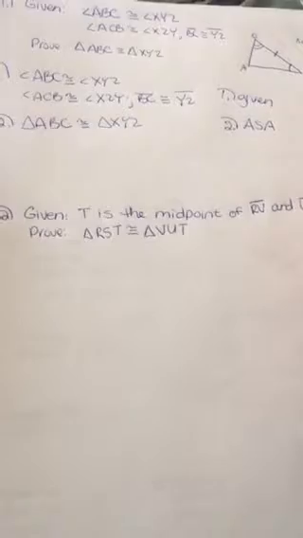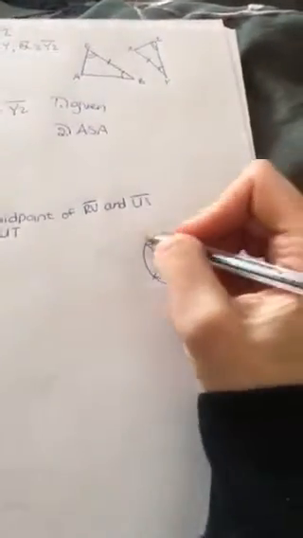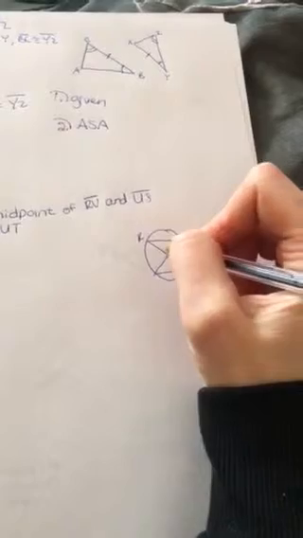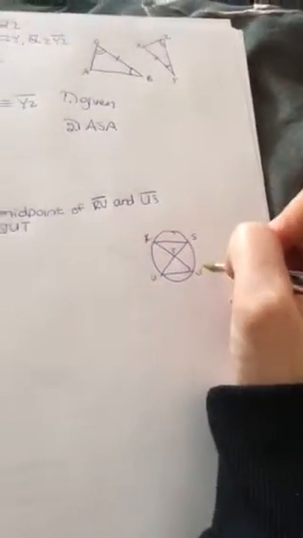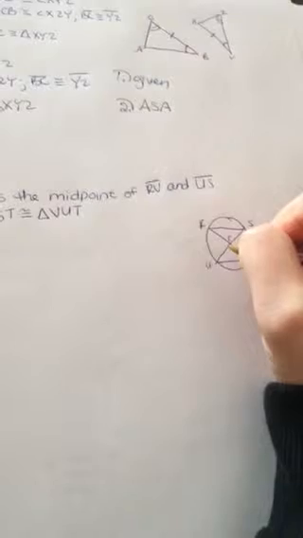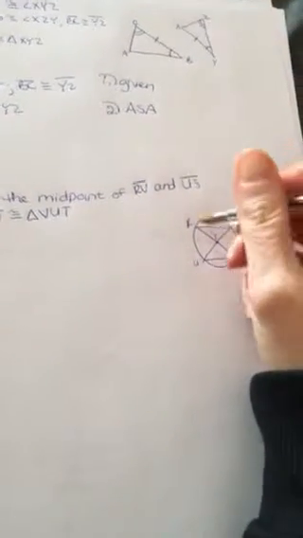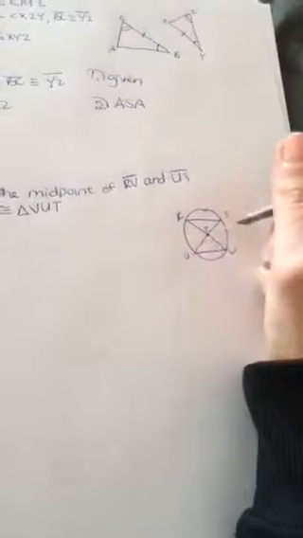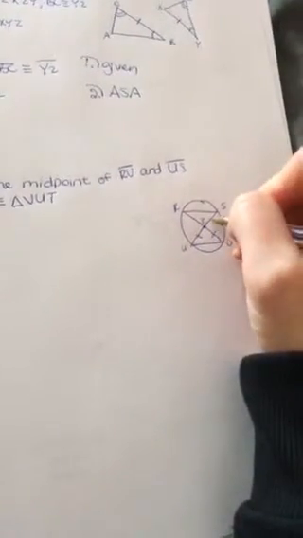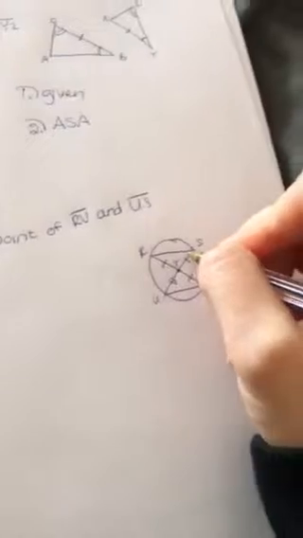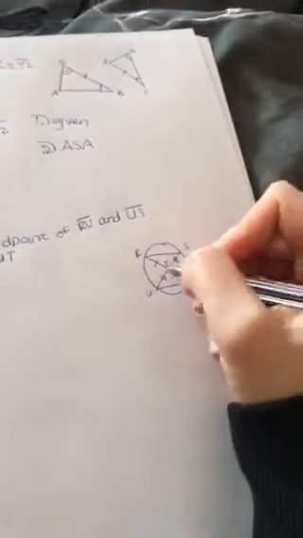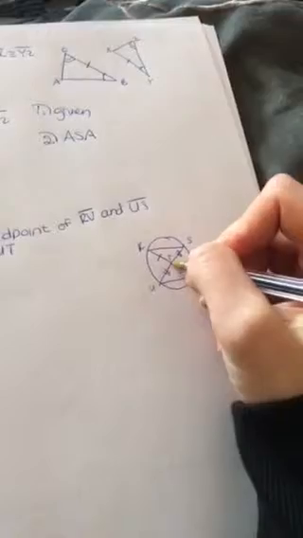We have the circle, these two chords, and this. So we have R, S, T, U, V. T is the midpoint of RV and US. So if it's the midpoint, then we know that these are going to be congruent. All right. I'm actually going to do it this way, so that this part is congruent to this, and then this is congruent to this.